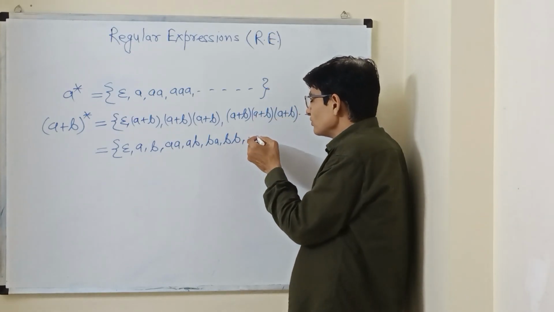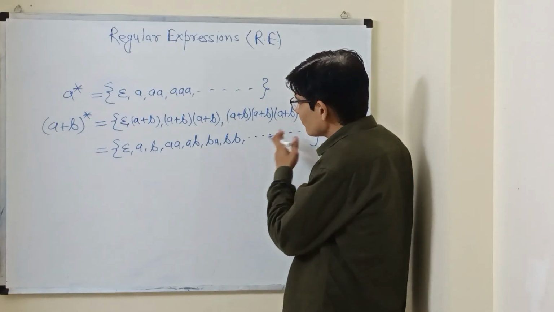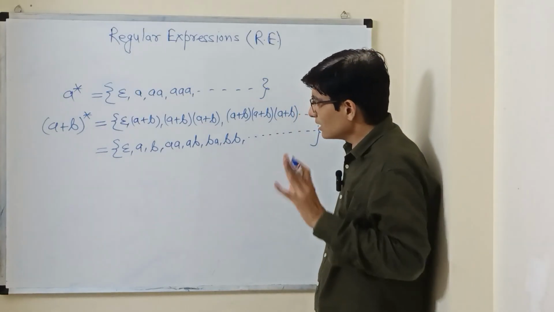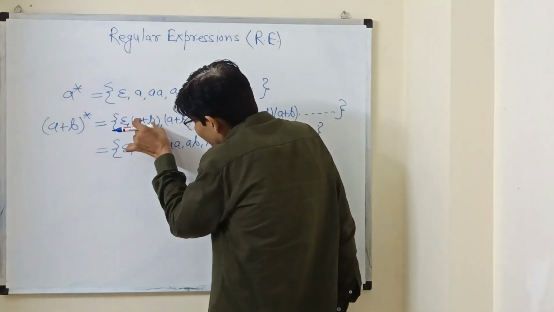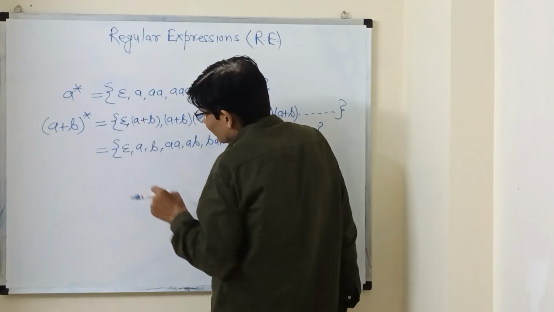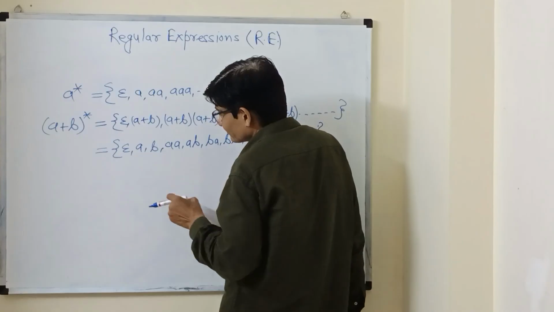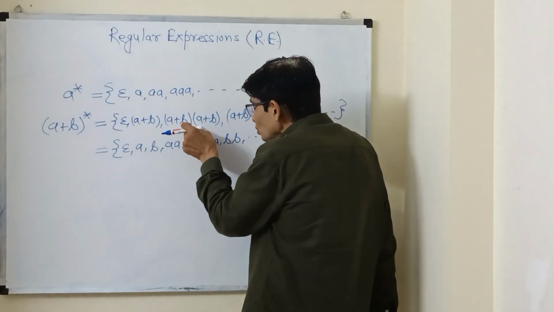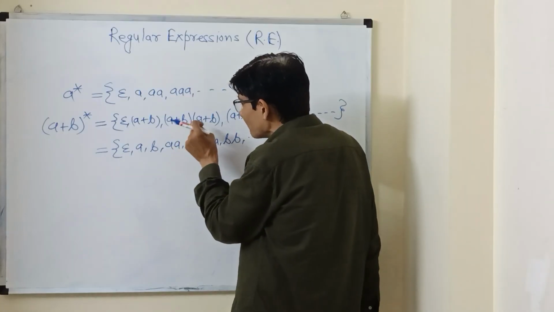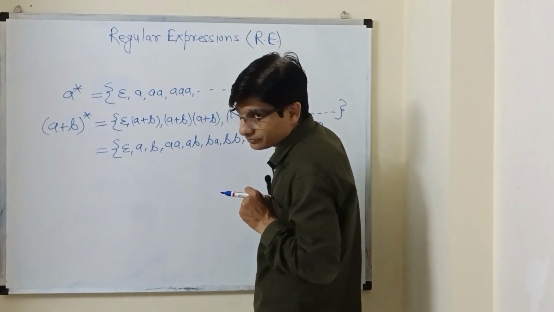Similarly, we can move to any number of a and b. Now, remember here, with one occurrence of a plus b, we can create two strings of length 1, a and b. With two occurrences of a plus b, we can create four strings of length 2.